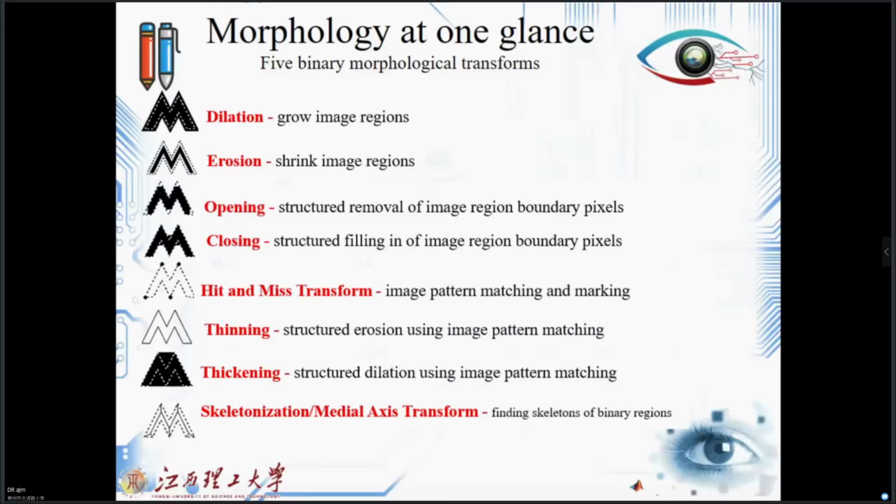Suppose in dilation, you will see the region grows, and also in erosion, you will see that these regions shrink. These are the rest of our image processing lectures for the morphological part, which we will talk about in the rest of the chapter on morphology.